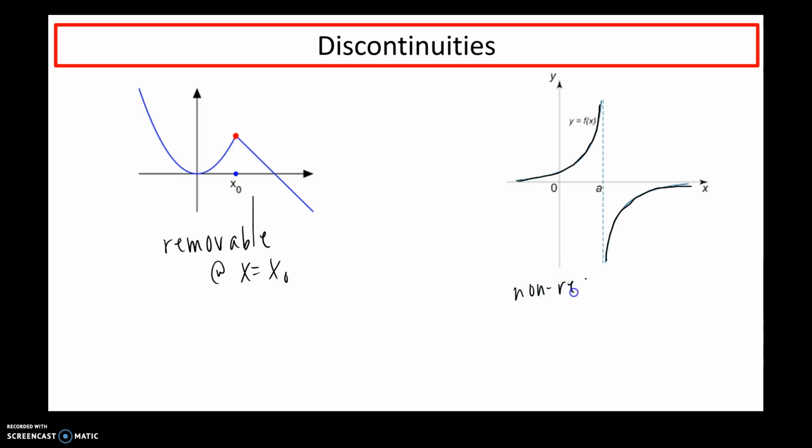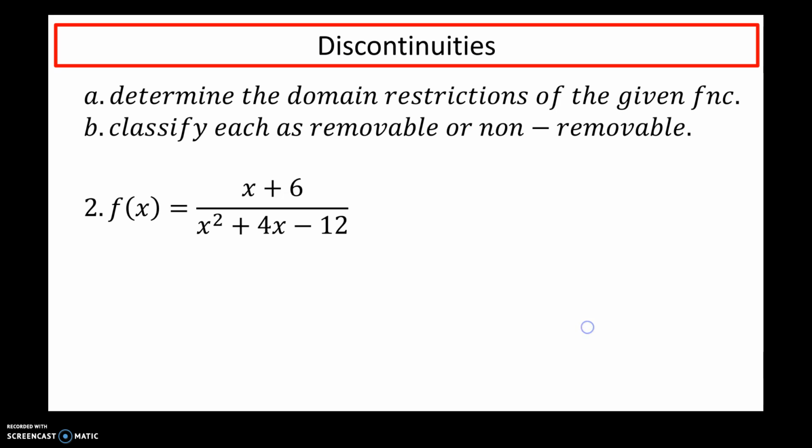So this would be non-removable at x is equal to a. For the same reason, if I think non-removable, there's no way that I can take that asymptote out. It's not like on the previous example where I was able to fill that circle in and now my graph became continuous. Now, algebraically, determine the domain restrictions of the given function.